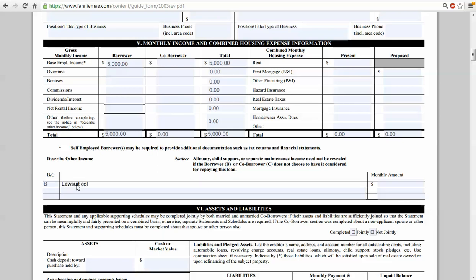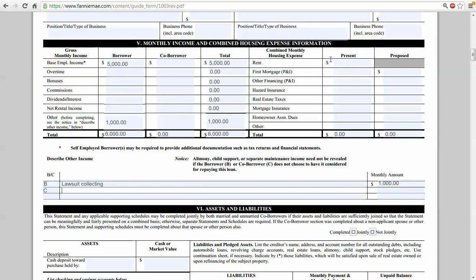lawsuit, collecting, and then the monthly amount, maybe $1,000, and you'll put that in there. If it's something for the co-borrower, you just change it, put a C, and then detail it out on that section. So again, fill out this section for the borrower and co-borrower. You'll see that their sections are right here.